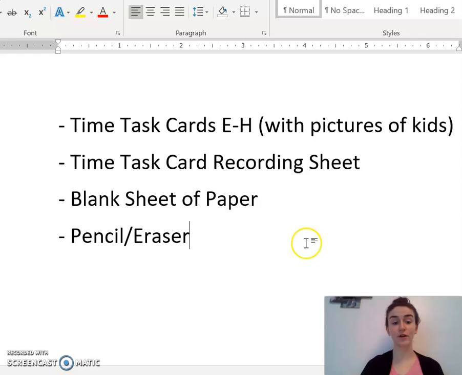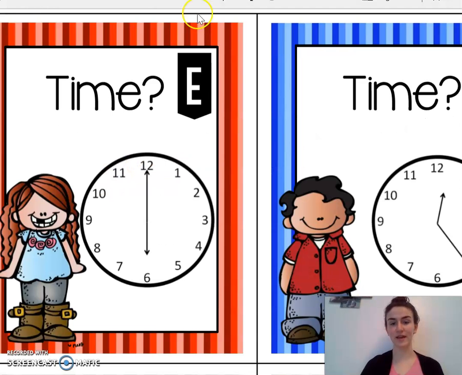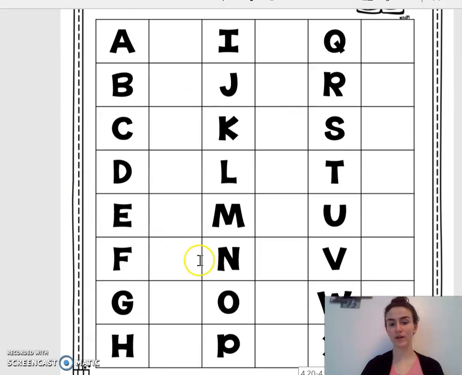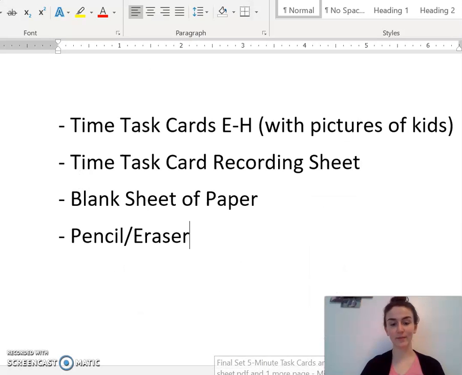You're also going to need the time task card recording sheet, which looks like this, what we've been working on. We've been filling out our answers on this, right? So you have the first 4 done from yesterday. We're going to do the next 4 today, okay? So please get that out. Also, we are going to need a blank sheet of paper and a pencil with an eraser, okay? So these are the 4 things you're going to need for our math lesson today.